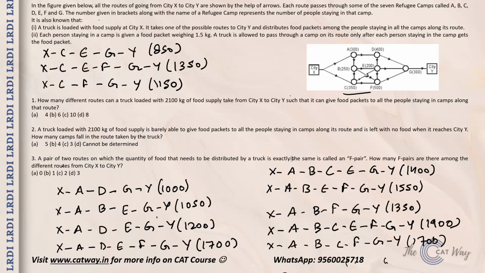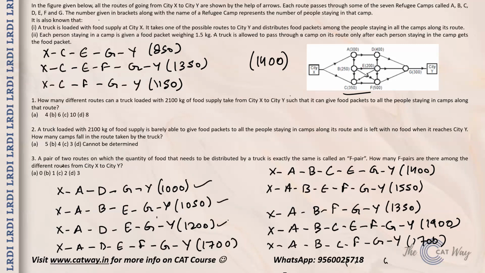So questions. How many different routes can a truck loaded with 2100 kg of food supply take from city X to city Y, so that it can give food packets to all the people staying in the camp along that route? So if 2100 kg is the total weight that you are carrying, and every person needs 1.5 kg, in total you have the possibility of feeding 1400 people, right? Because 2100 kg is there, 1.5 kg per person. So you can at max cater to 1400 people. So the number of routes which have less than 1400 people is going to be your correct answer.